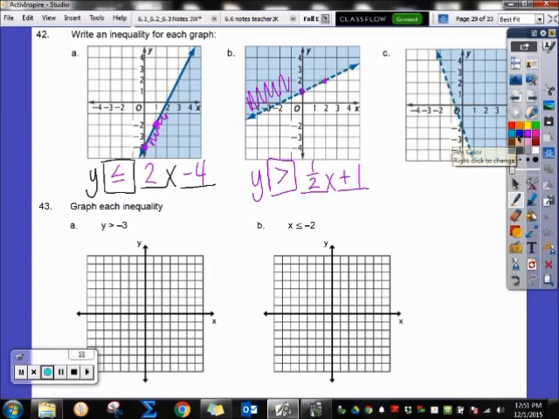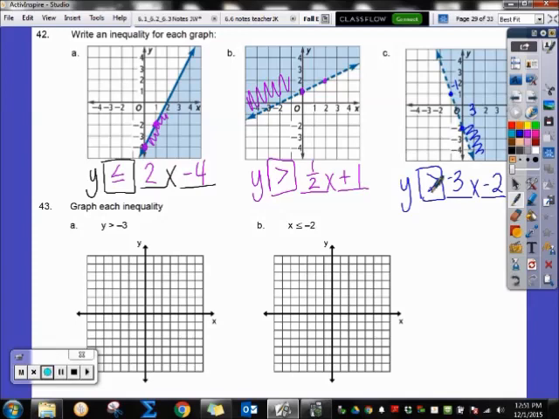Then for C, my y-intercept is -2. Slope, got to find 2 points, so I go up 3, left 1, so that's going to be 3 over -1, which is just -3. Then my shading is greater than, and it's dashed, so I just put greater than.